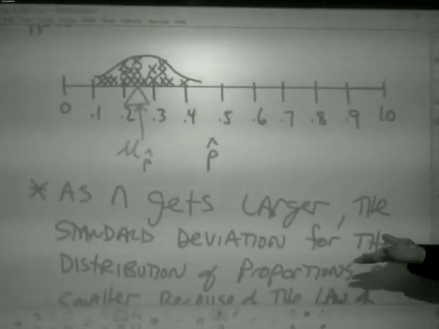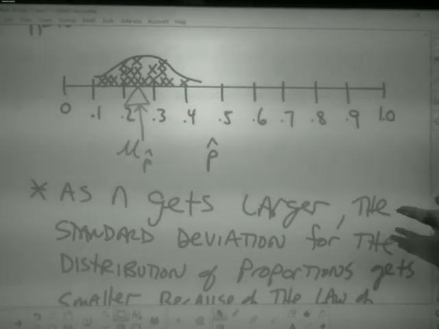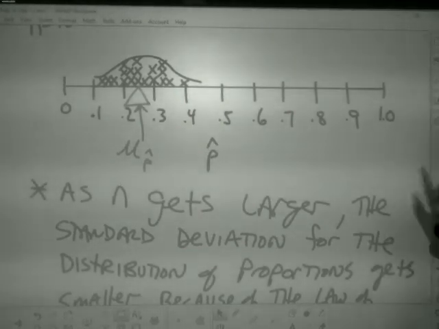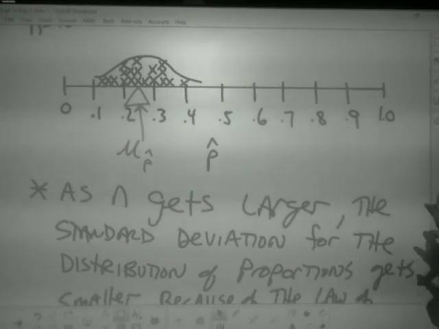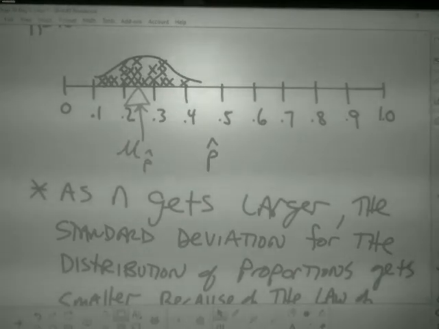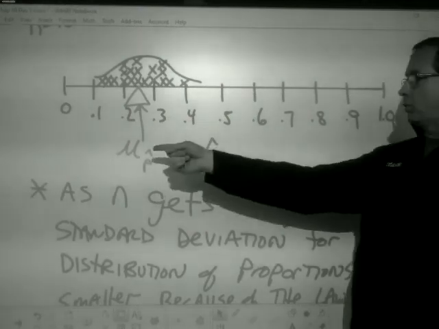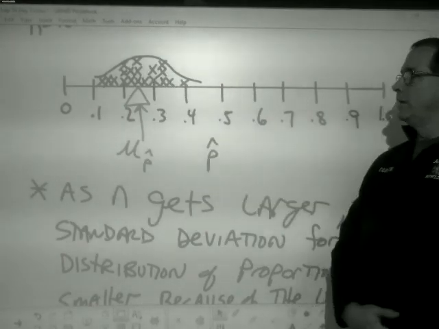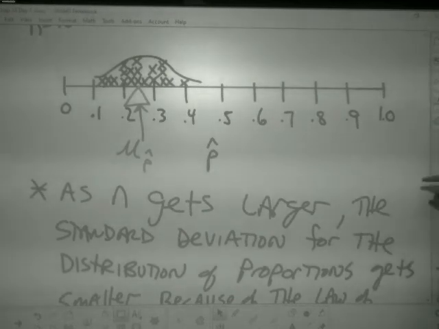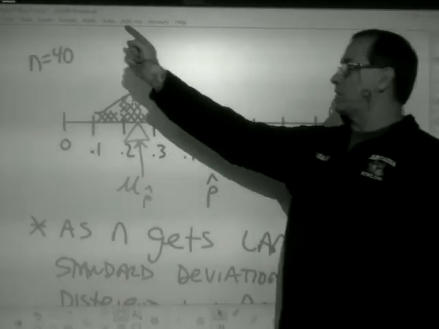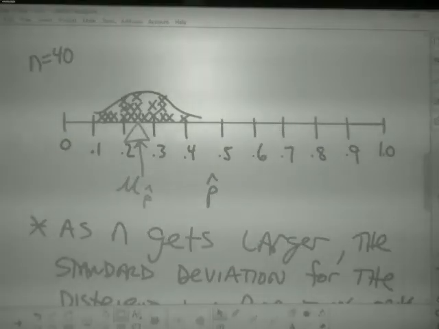Did it mean that everyone got 0.25? No. It just means if I did this over and over, that distribution will have some variability, but the mean of that distribution should be very close to the theoretical proportion of 0.25, and the standard deviation will shrink as we take larger sample sizes. In this case, our largest was 40.